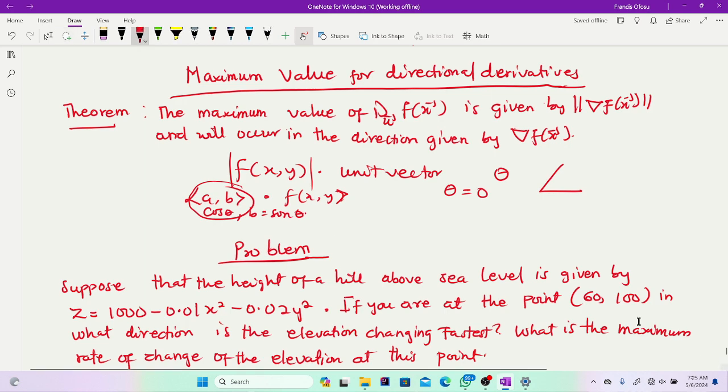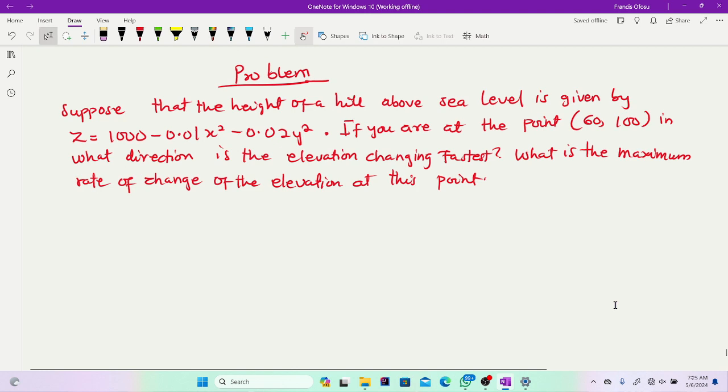So I have a problem here for us to solve so that you understand the maximum value for directional derivatives very well. The problem says: suppose that the height of a hill above sea level is given by z is equal to 1000 minus 0.01 x squared minus 0.02 y squared. If you are at the point (60, 100), in what direction is the elevation changing fastest? What is the maximum rate of change of the elevation at this point? This is a problem which I'm going to take you through.